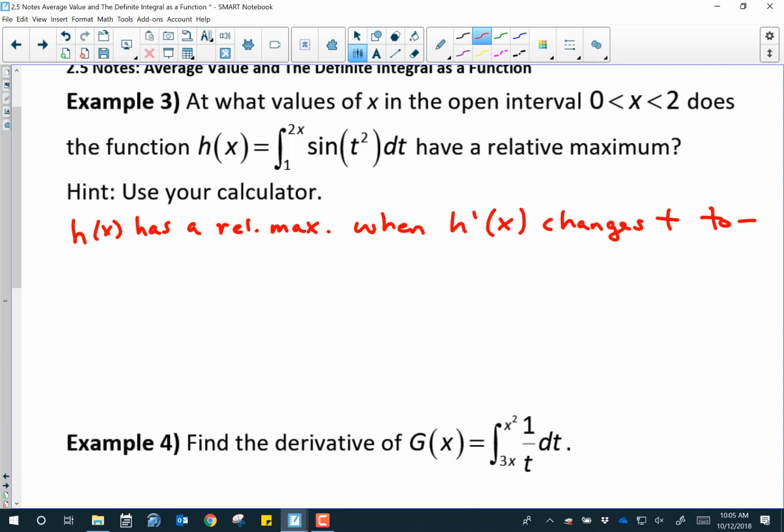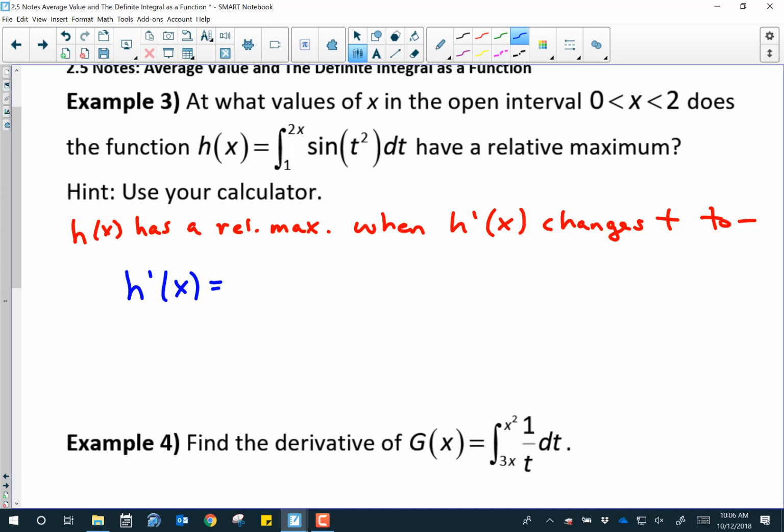Just like we did in Unit 1, we need to find h prime. Now that I see h is a function defined by an integral, taking the derivative of an integral is the second fundamental theorem of calculus. As a review, if I take the derivative of an integral where I have a variable in one of my limits of integration, you evaluate your function at your upper limit times the derivative of the upper limit, minus the function at your lower limit times the derivative of the lower limit. Does everyone remember that?